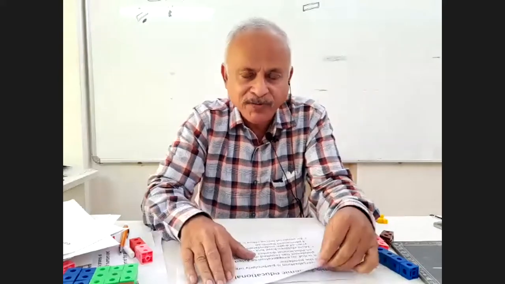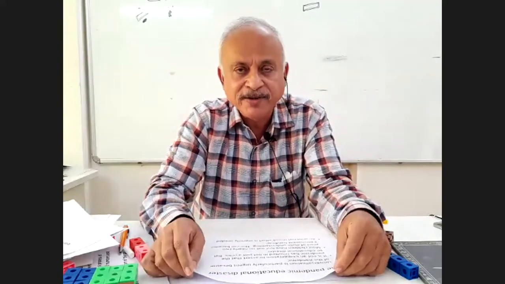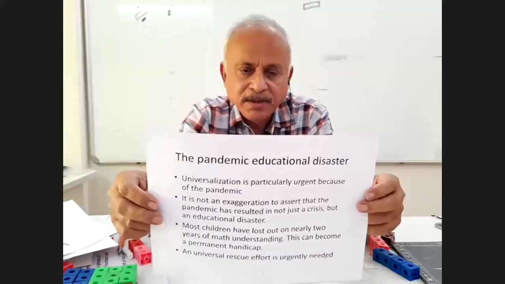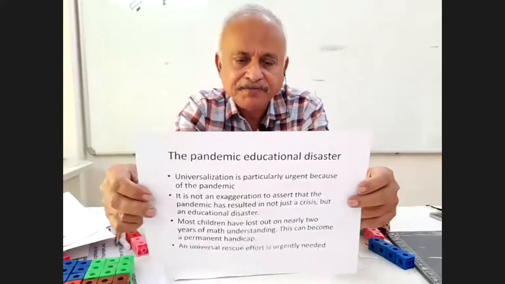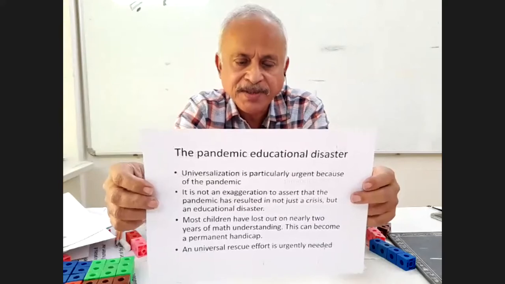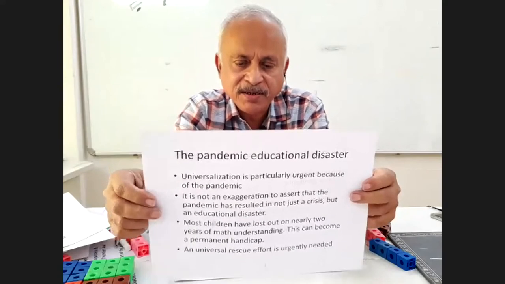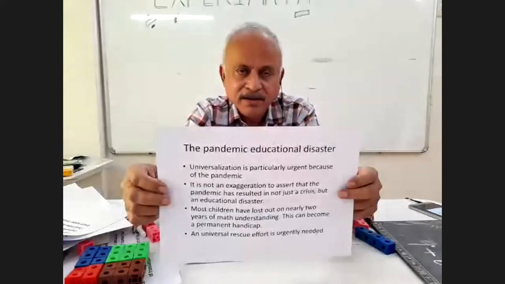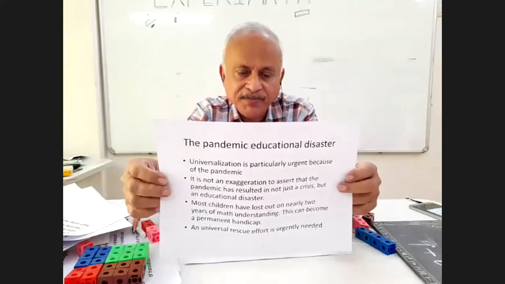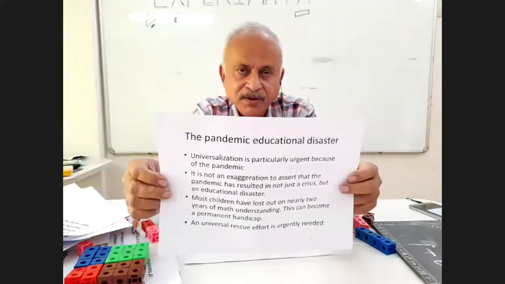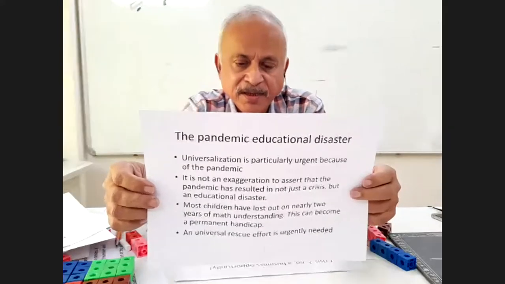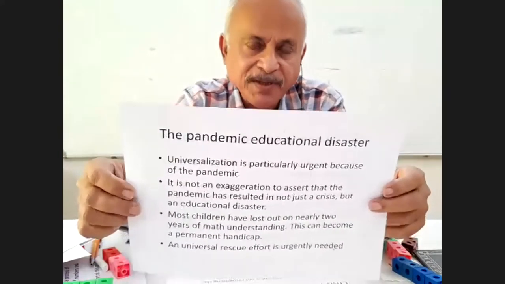Now I come to the last point of this presentation about why universalization is particularly urgent today. It's particularly urgent because of the pandemic. I think you would all agree with me that it is not an exaggeration to assert that this pandemic has resulted in not just a crisis, but an educational disaster. Most children have lost out on nearly 2 years of math understanding. This can become a permanent handicap. A universal rescue effort is urgently needed.